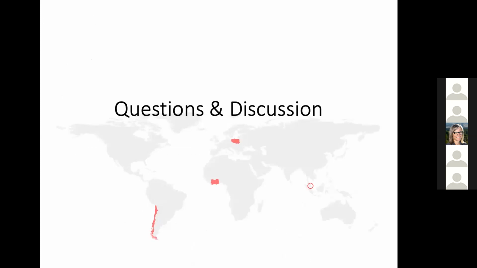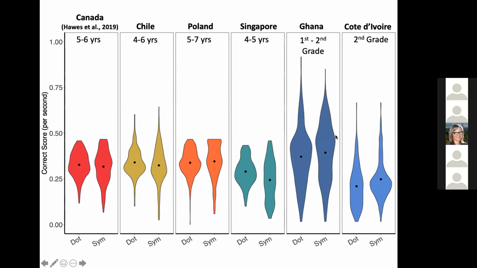So that's it, if anyone has any questions. But also just as a discussion point here, I plotted the data across our studies just to draw some inferences or observations about the variation in performance across the different cultures and countries on the numeracy screener.